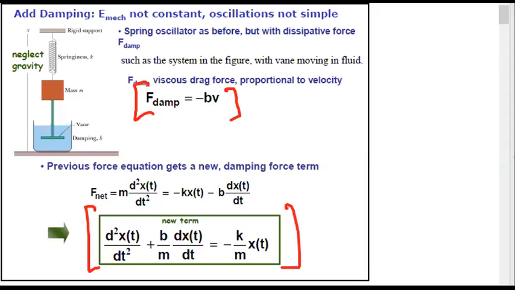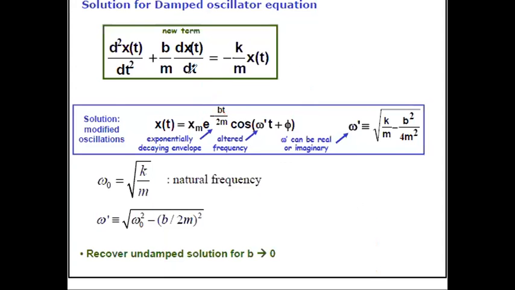Okay, so we don't have to solve it, we just have to see the direct answer and what the answer is, right? So if you see the direct answer, it is: x is equal to xm e to the power minus bt by 2m into cos(omega dash t plus phi). Okay, right? So let's see what are the things that have changed. Omega is now omega dash, which is root of k by m minus b square by 4m square.